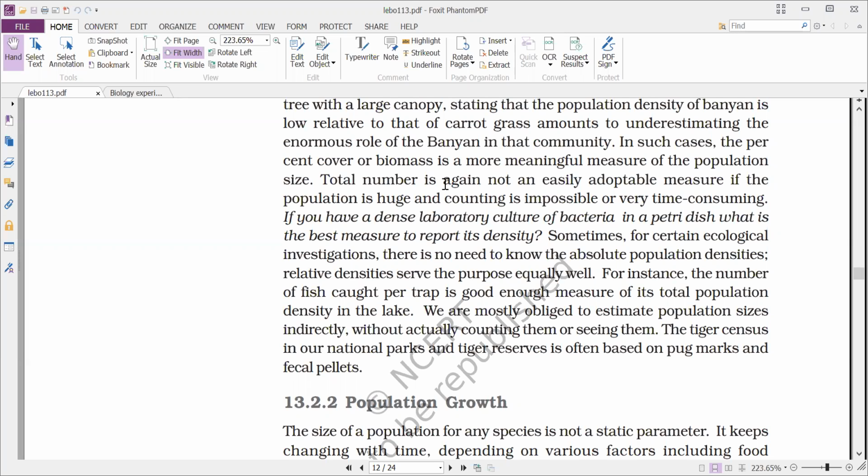For example, the tiger census in our national parks and tiger reserves is often based on pug marks and fecal pellets, because every tiger has a different shape of paw. Using pug marks, that means the mark of the paw, the size, shape, and depth are all taken into consideration. Using pug marks and fecal pellets, they are able to count the number of tigers present in that area.